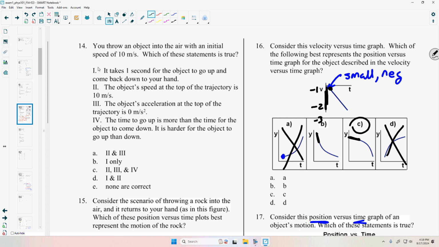All right, let's try a different one because I can change this up in all sorts of ways. Don't try to memorize them. Instead, just understand how to analyze these. Let's say that I have one that looks, I don't know, like this. So this is V versus T. Here I'm starting out with a small positive slope. So which answer would that be? Yeah, A is the right answer.